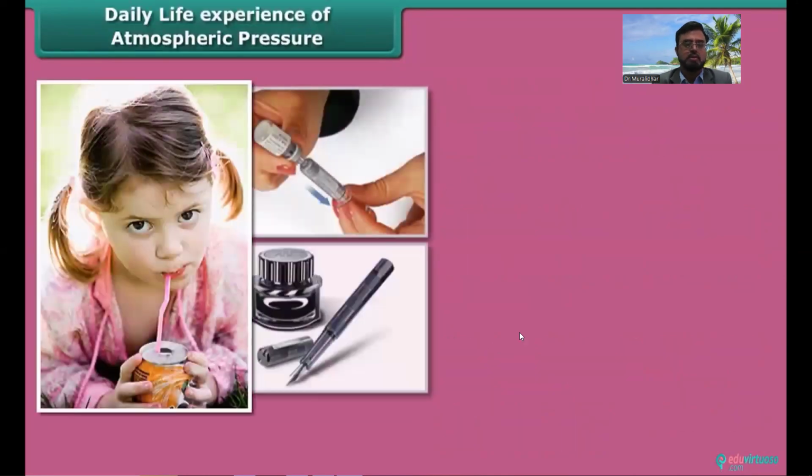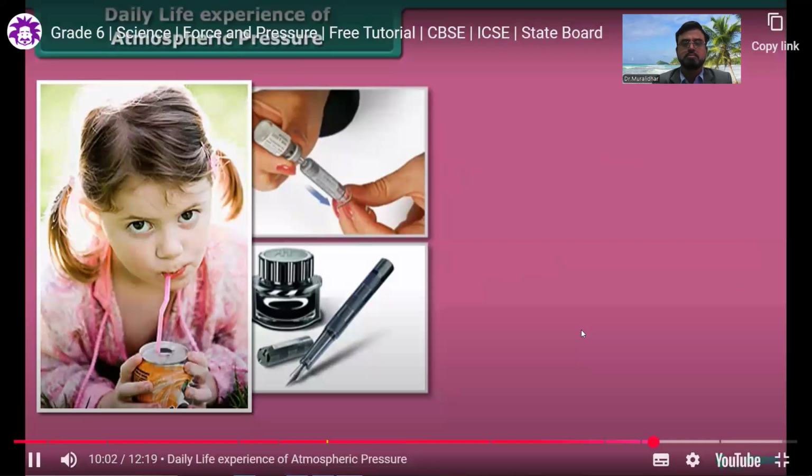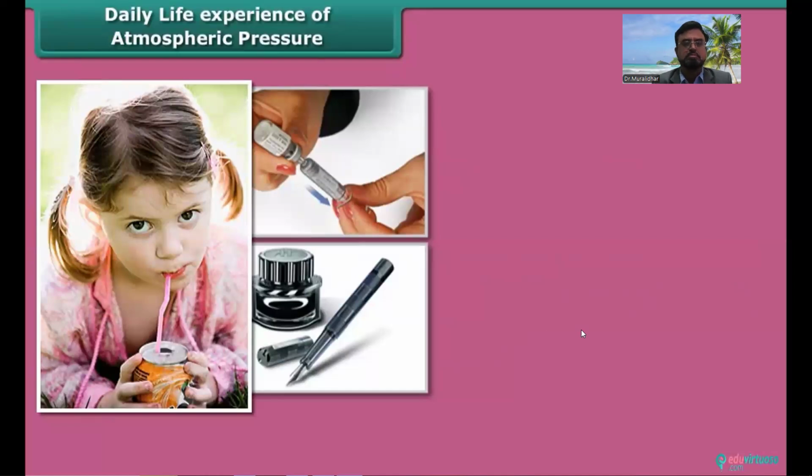Daily life experience of atmospheric pressure. In our day-to-day activities, we experience various instances of atmospheric pressure. Some common examples are sipping cold drink through a straw, dipping the nozzle of the syringe in the liquid, or filling of ink in fountain pens. Do you know what happens when you sip the cold drink?